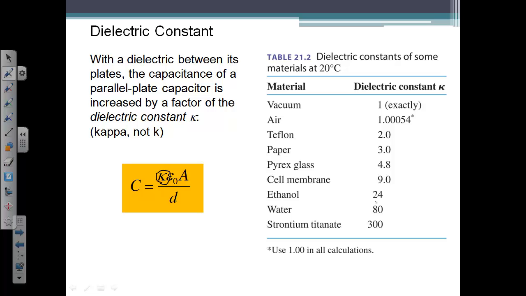All right, so that's what there is to say about capacitors. There'll be problems on the homework about them. If you have any questions, come see me.